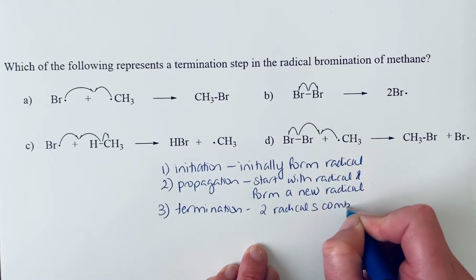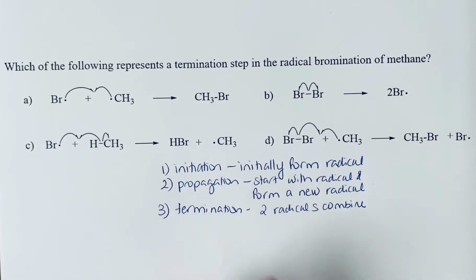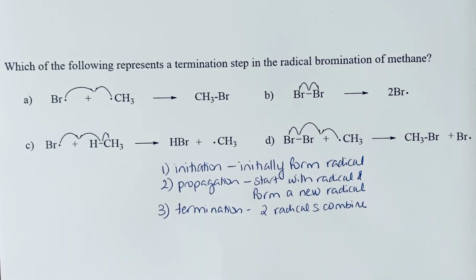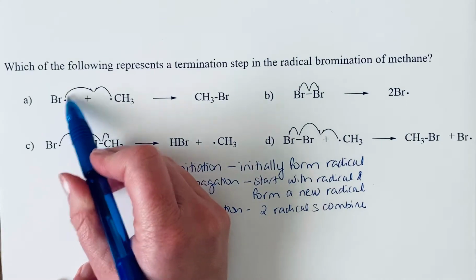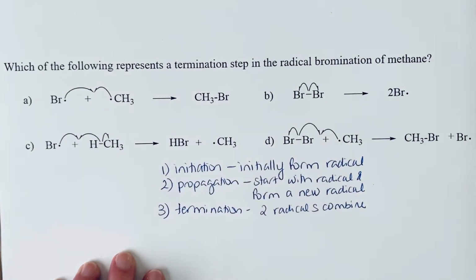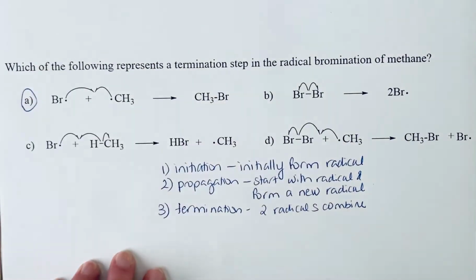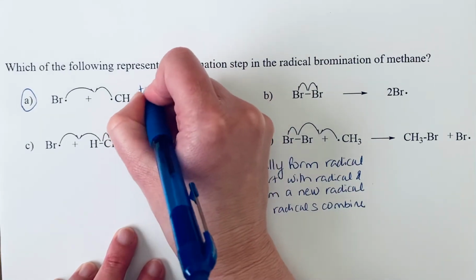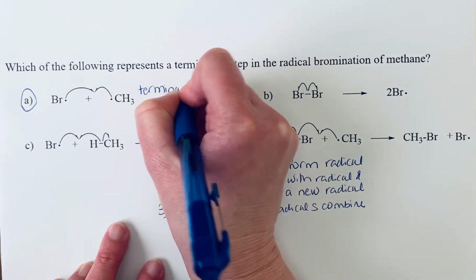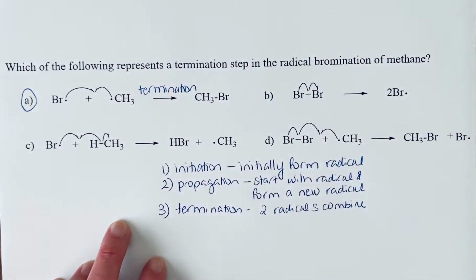And so what that does, we call it a termination step, because when your two radicals come together, you're overall decreasing your concentration of radicals. So if we take a look at these, in A, you see two radicals coming together and you don't have any radicals in the product. So that is most certainly your termination step. And that's what we were asked for.